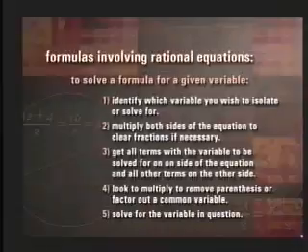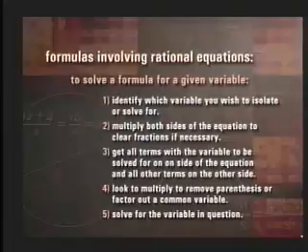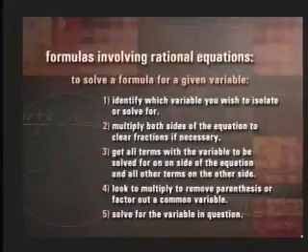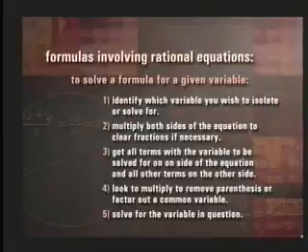So to solve a formula for a given variable, in review, remember these steps. 1, identify which variable you wish to isolate or solve for. 2, multiply both sides of the equation to clear fractions if necessary. So we're going to have some with fractions in them. 3, get all terms with the variable to be solved for on one side of the equation and all the other terms on the other side. 4, look to multiply or remove parentheses or factor out a common variable. And 5, as always, solve for the variable in question.